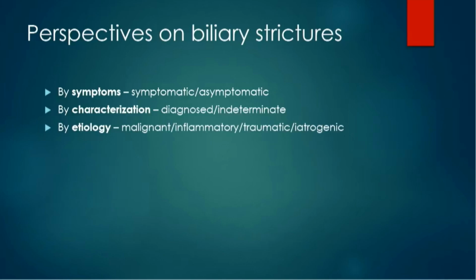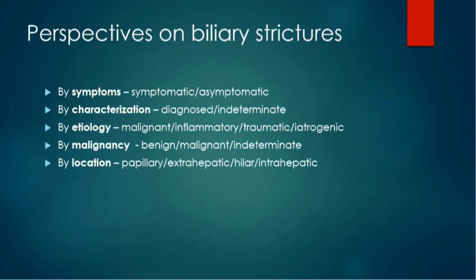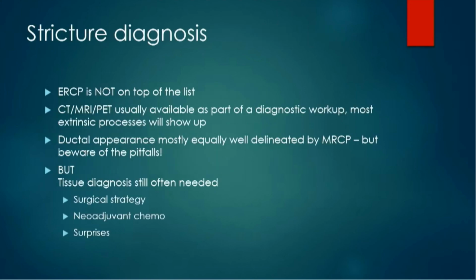By etiology, of course, whether they're benign or malignant, by location, which also mandates different approaches, and by the treatment plan, whether it's a palliative or a temporary measure. So first, for the diagnosis of strictures, ERCP is certainly not on top of the list, because most of these patients will have a CT scan or an MRI or a PET or a combination of those. It's usually a part of the diagnostic workup, and most extrinsic processes causing a stricture will show up on this imaging.